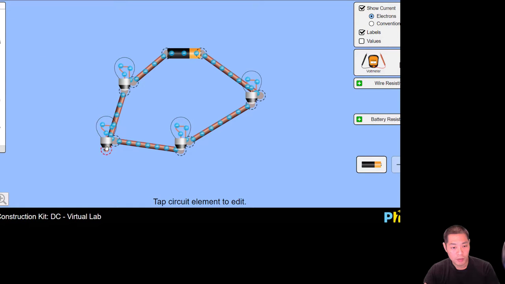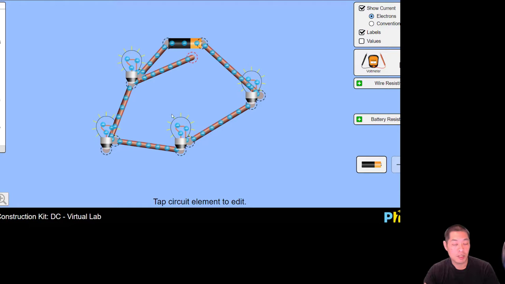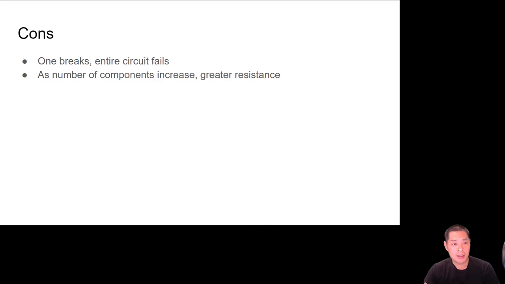So here's that one. Before, it was barely lit, but if I only had one light bulb, you'll notice that it's much brighter. Let me just cut this one so it's more obvious. Okay, so this one's much brighter, but if I connect them all and break this one, they're much dimmer. So that's kind of the disadvantages.